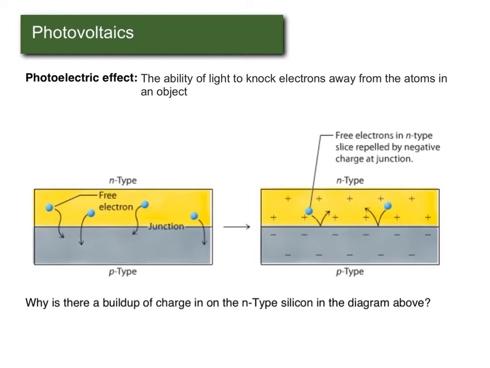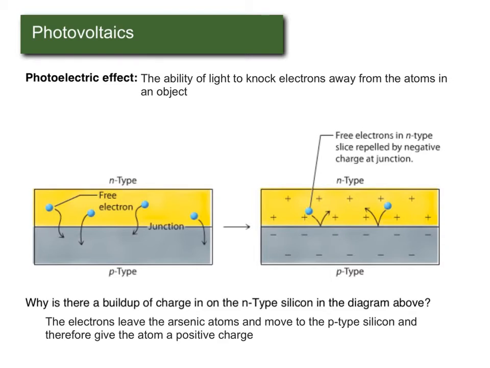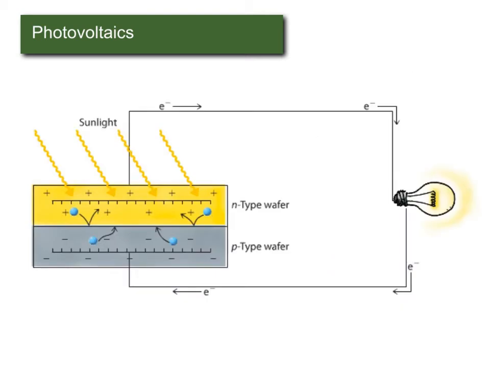And so you see a buildup of positive charge at the top because there were some arsenic atoms in there, and as they lose an electron, they're going to have a positive charge. And there's a buildup of negative charge on the bottom because those boron atoms, as they gain electrons, are going to end up with more negative charge because electrons are negatively charged. Okay, so in order for this to work, we get a buildup of charge in the N-type and in the P-type layers of our photovoltaic.